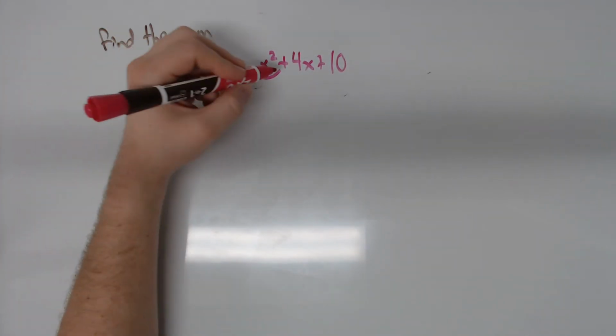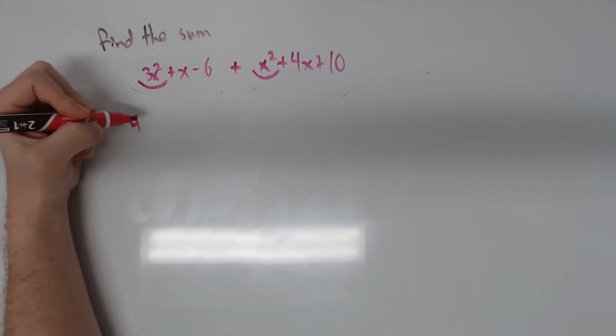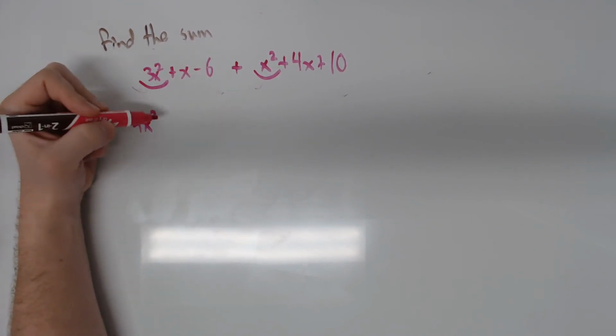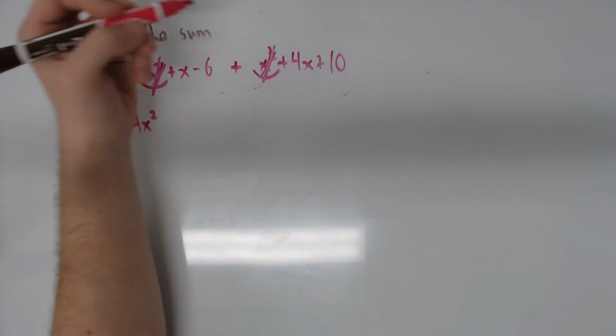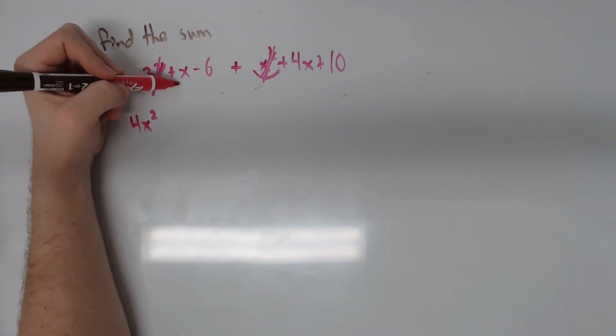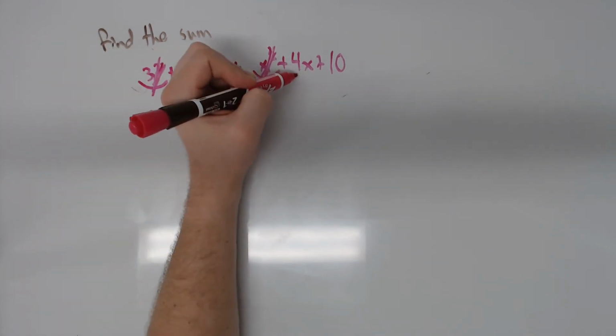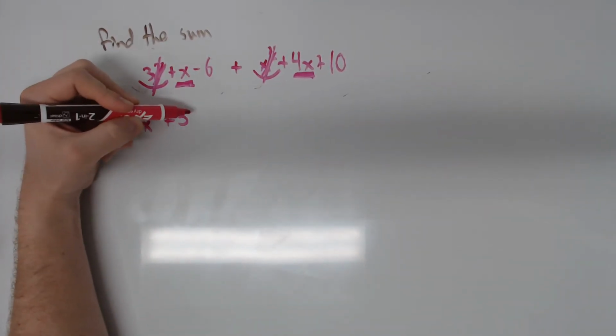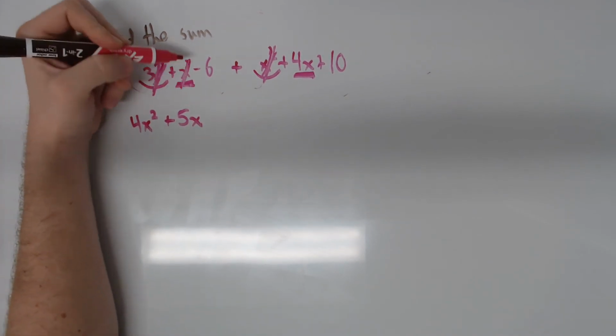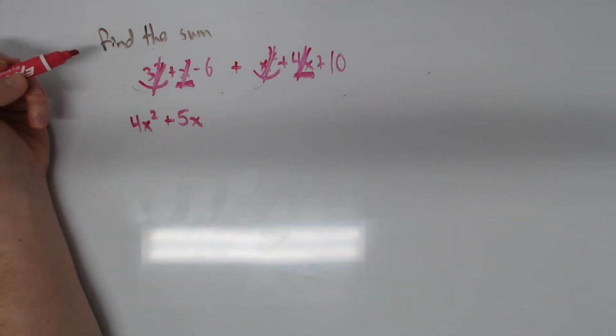I've got a 3x squared and a 1x squared. 3 plus 1 is 4. So I have 4x squareds. That term's done. I'll cross it out. Now I've got an x and a 4x. 1 plus 4 is 5, so plus 5x. Those terms are done. I'll cross them out so I have less to look at.